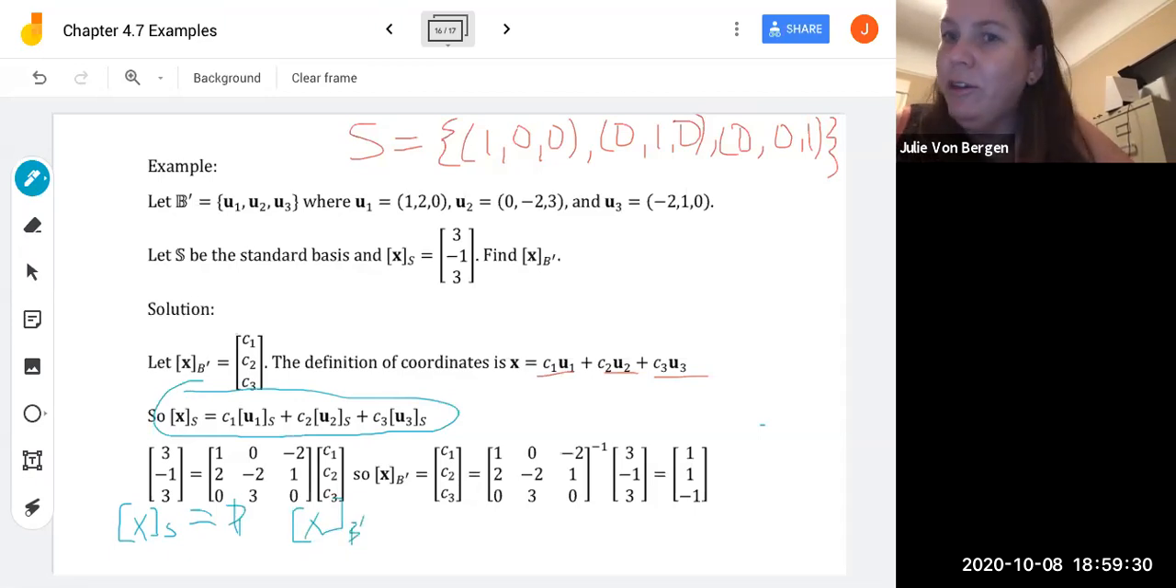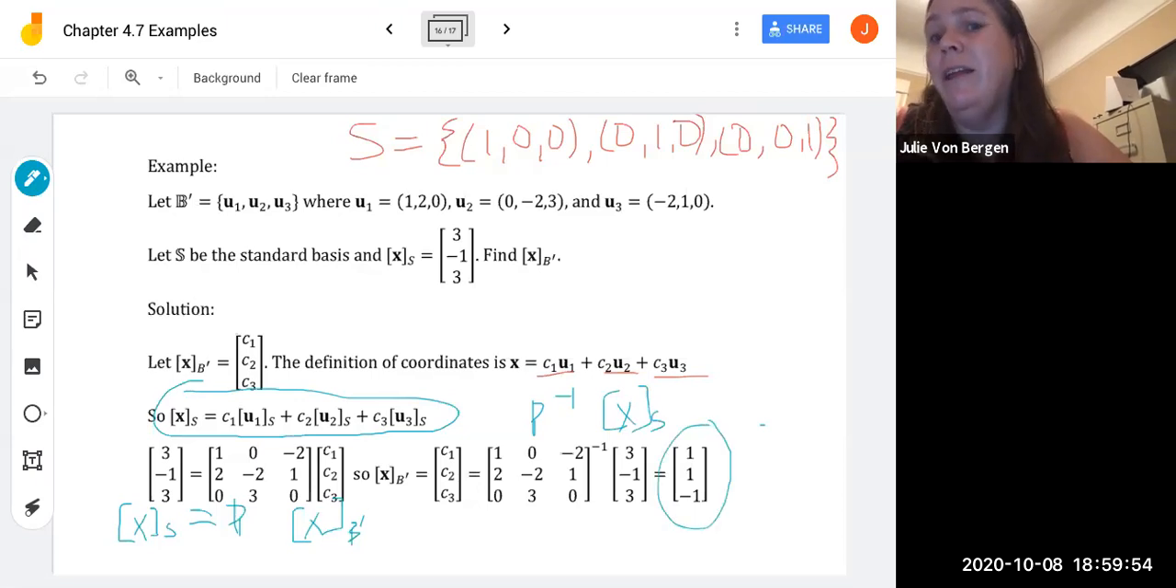So to do our calculations to find x relative to the new basis B prime, or those scalars C1, C2, C3, we're going to multiply P inverse times x relative to the standard basis. And so we get out here 1, 1, and -1. And those are our scalars. So you can think about x relative to the standard basis as just a normal coordinate plane, and the coordinates aren't rotated or stretched or compressed at all.